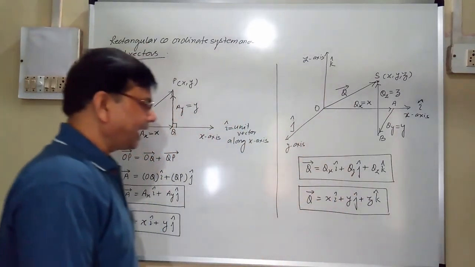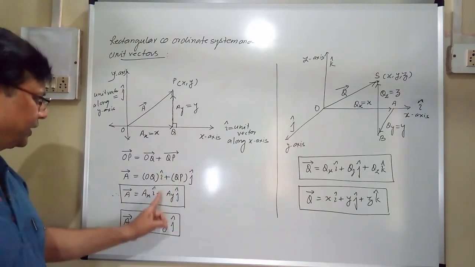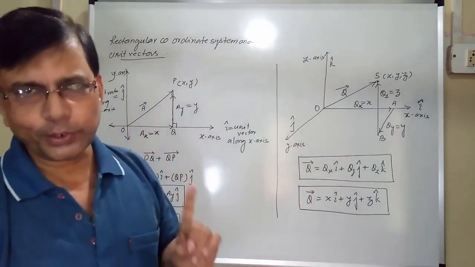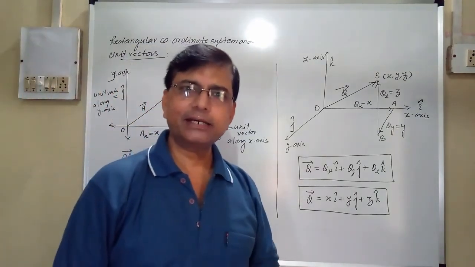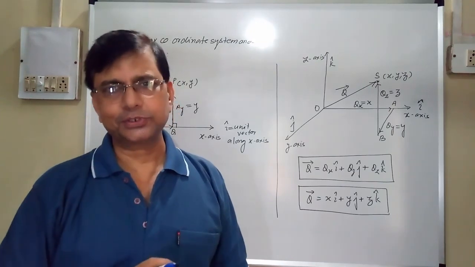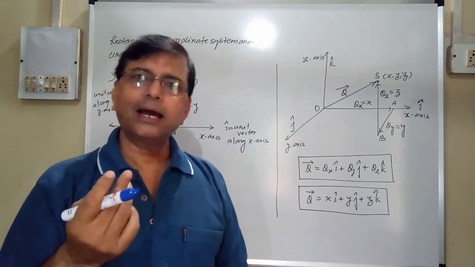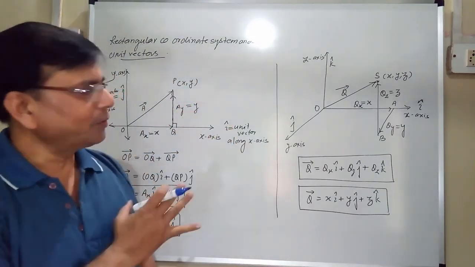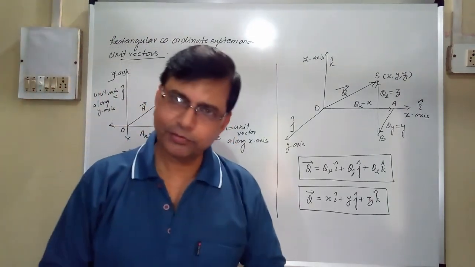If you notice, I am putting a cap on the unit vectors everywhere, because in the previous lecture I told you every unit vector is represented by putting a cap over it. It distinguishes vectors from unit vectors. I think up to now whatever is taught is clear to all of you.